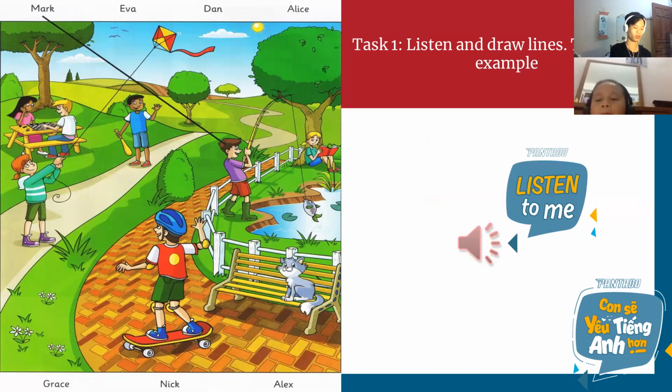Look, my friends are in the park. Is Mark there? Yes, he's fishing. Oh yes, I can see. Mark's got a fish now. Can you see the line? This is an example. Now you listen and draw lines.